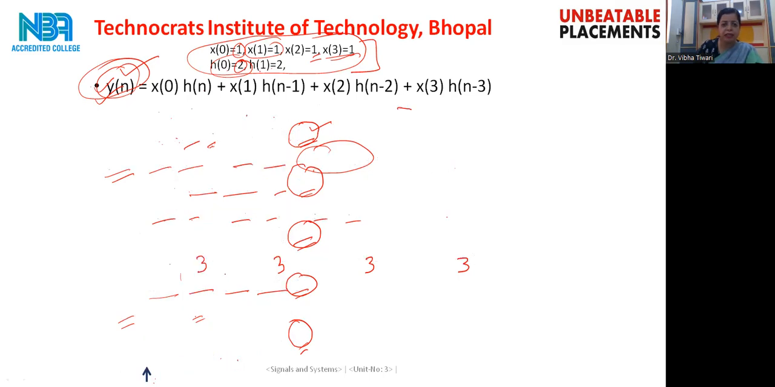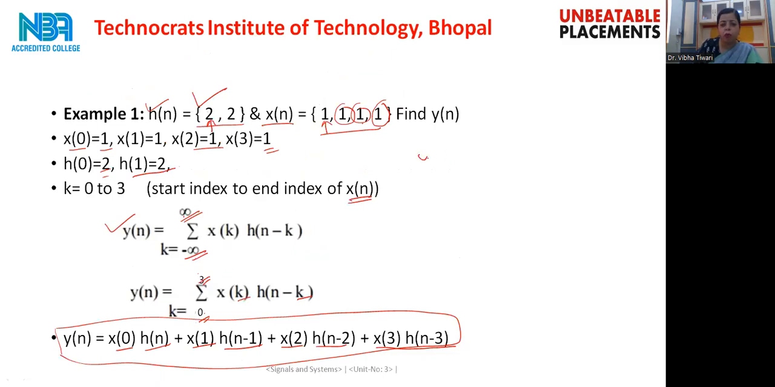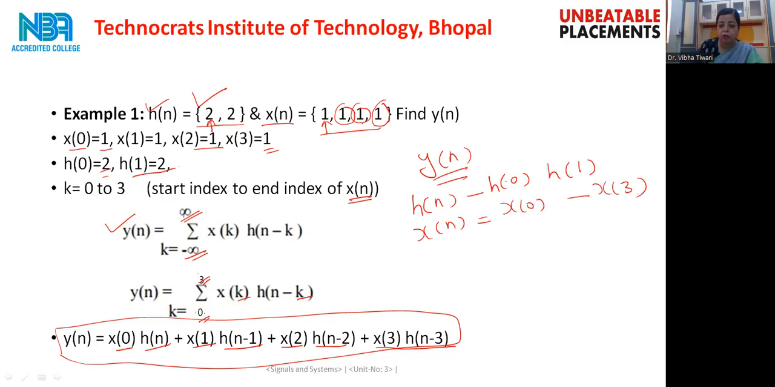Here one question may arise: what are the values of yn that we have to calculate? For this you can apply a simple trick: you have to look into the lowest indices of hn. Here hn is having the value of h of 0 and h of 1. Similarly, if you look into the indices of x of n, it is starting from x of 0 and extending up to x of 3. So if you look into the lowest indices of h and x, they are 0. So 0 plus 0 is 0. So you have to calculate the value of y0.